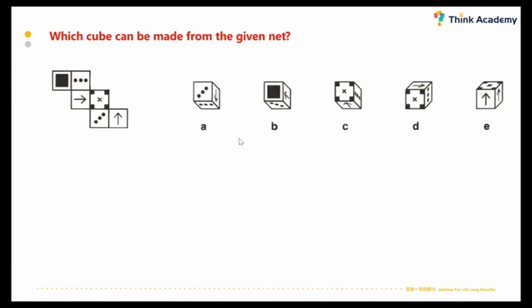Okie dokie. So let's try and go through this together then. See, lots of people have already given me the right answer. So it's really good to see you guys are getting to grips with these types of questions. So let's start with cube A. Let's have a look. So cube A has one face with the 3 dots diagonally. It has one face with 3 dots going horizontally. And it has one face which has a downwards arrow, okay?